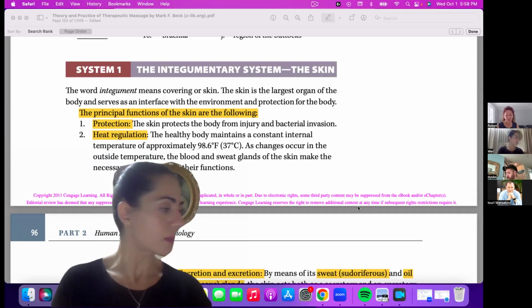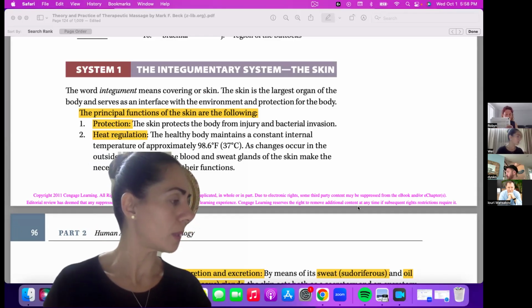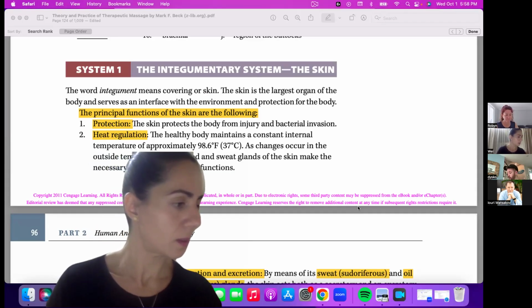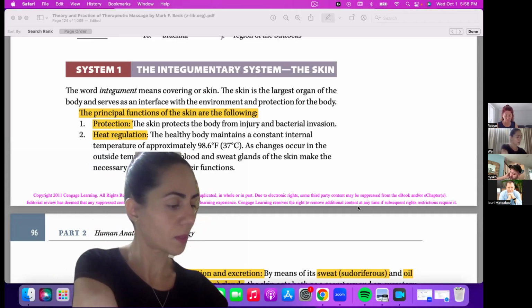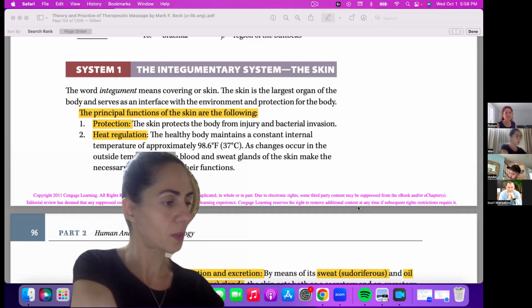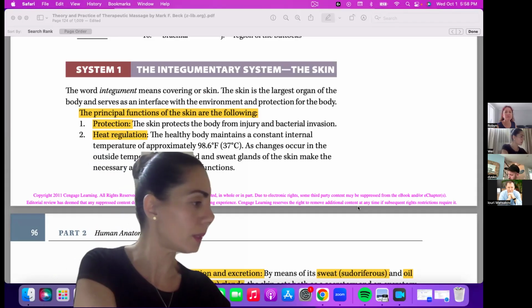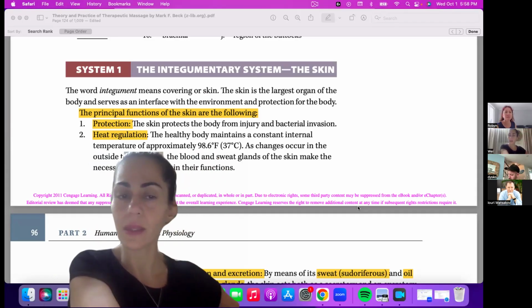All right, so I think the integumentary system, everyone, is on page, where are we? Does anybody have the book open yet? Let me open it. Yeah. Okay, so it's on page 106.